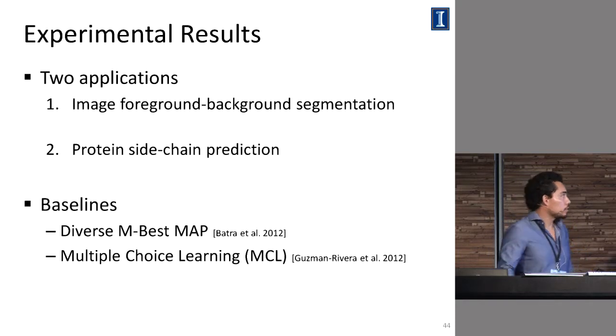Okay, so I'm going to go real quick to the results. We had two applications in the paper, foreground-background segmentation and protein side chain prediction. And we tried two baselines, the diverse M-best MAP algorithm and the multiple choice learning baseline, which corresponds to our approach here without the diversity penalty.